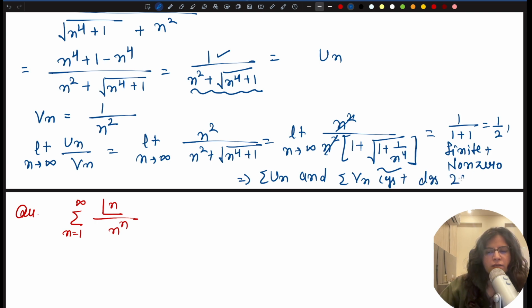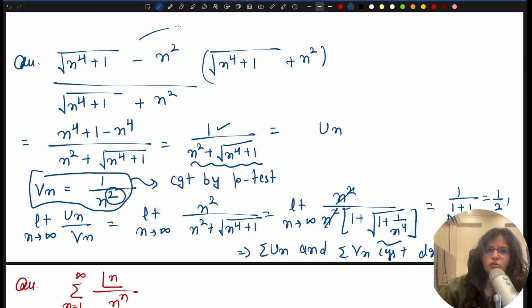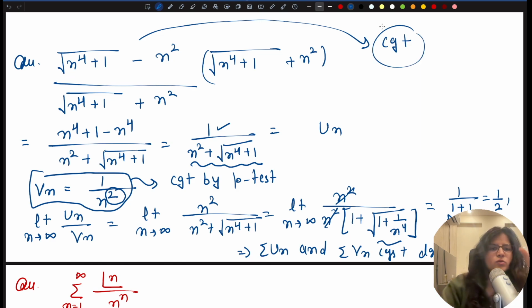Now what can you say about vn? vn का हमें पता है ये converge करता है या diverge करता है. 2 is greater than 1, so it is convergent by p test, because p is greater than 1. So अगर ये converge करता है, so it implies जो हमारा series है, it is also convergent. Our series is also convergent. So this was comparison test.